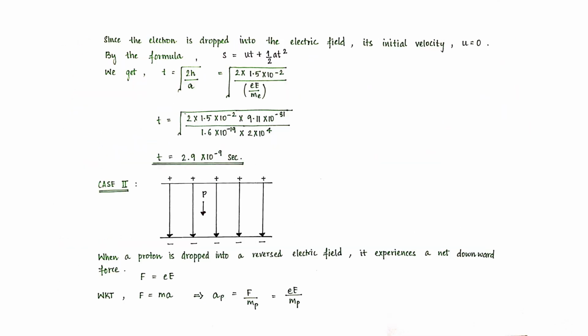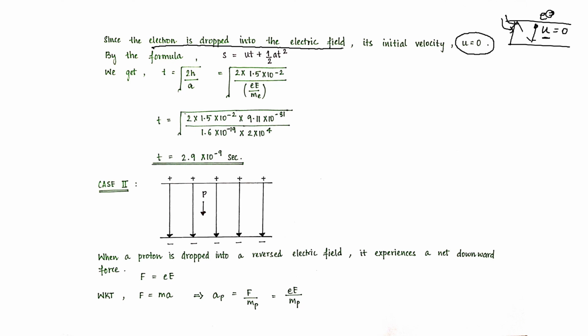Now since the electron is dropped into the electric field, its initial velocity u equals 0. Like, this is our electric field going from here to here, and this is our electron. It is kept here. Now after introducing the electric field, it is made to fall. Initially this electron was at rest, and hence the initial velocity is 0.